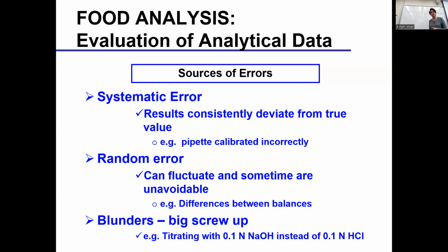Another blunder that one of our beautiful, wonderful TAs did one time is prepare a 1% NaOH solution instead of a 0.1% NaOH solution. So we are titrating with a highly concentrated NaOH, which messes up our experiment. So blunders, we are all prone to them and we might encounter them in the lab.